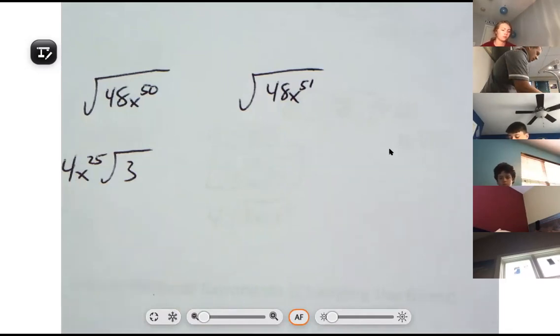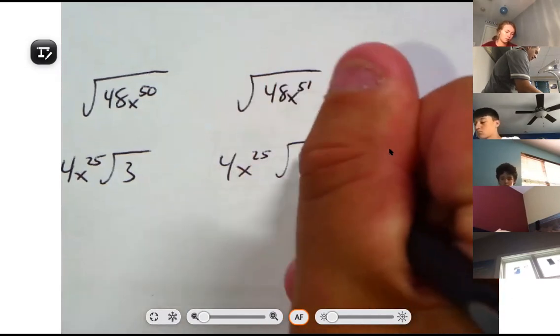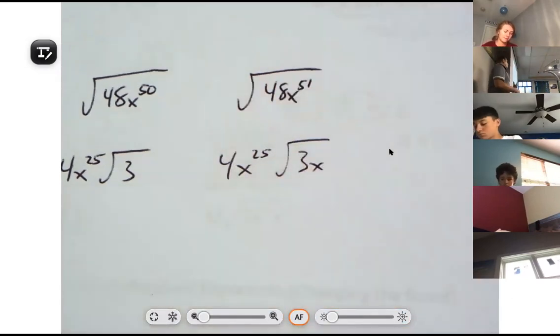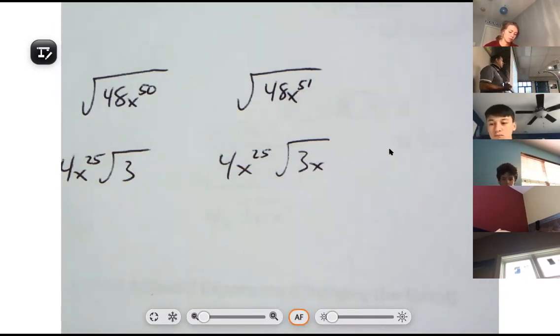Absolutely. So you would have 4x to the 25th again, but you would have 3 and there would be an x left over. And think about why. If you expanded 51 x's, all but one would have a partner to circle, and that one would be left inside the radical. Just things like that, those are things that I'm going to try to get you guys to really think through.